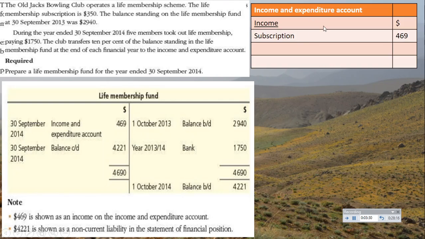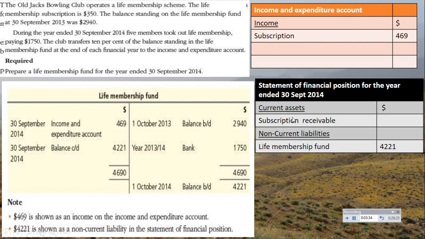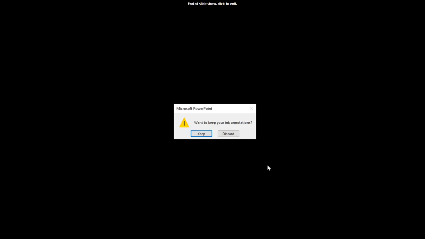So this is your income and expenditure account. Under the heading of income subscription, you put 469, and this is your statement of financial position. Under the heading of non-current liabilities, you put life membership fund, put this balancing figure 4221. That's how you solve it.